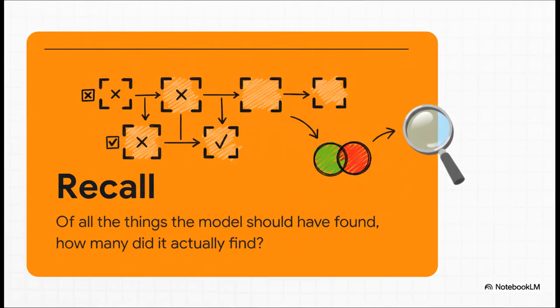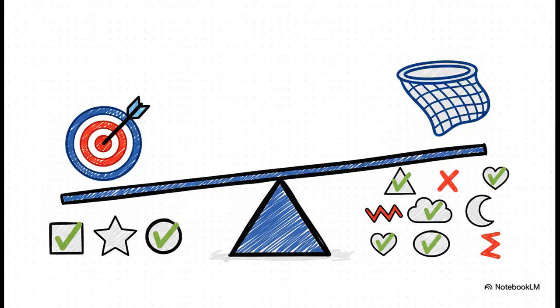And on the other side of the coin, we have recall. This is all about completeness. If there are, say, 10 white blood cells in this picture, recall asks, out of those 10 that you should have found, how many did you actually find? It doesn't care so much if the predictions were perfect, but whether the model managed to find everything it was supposed to.